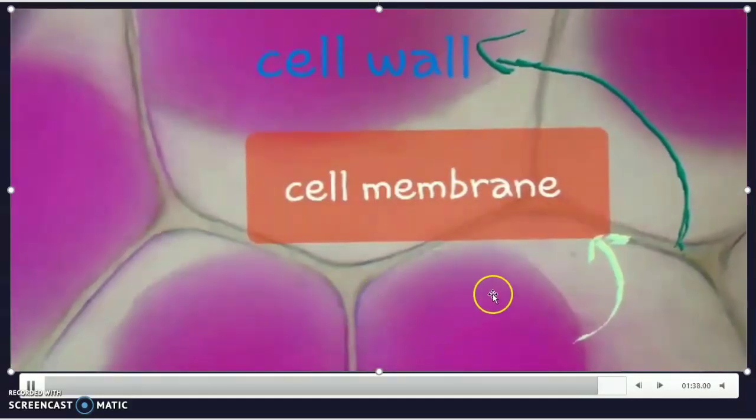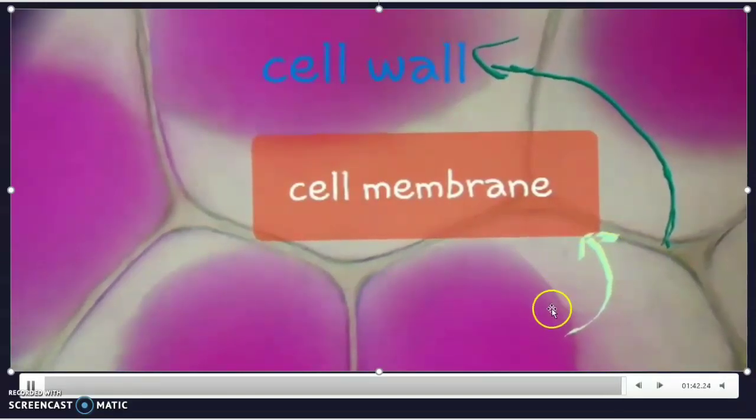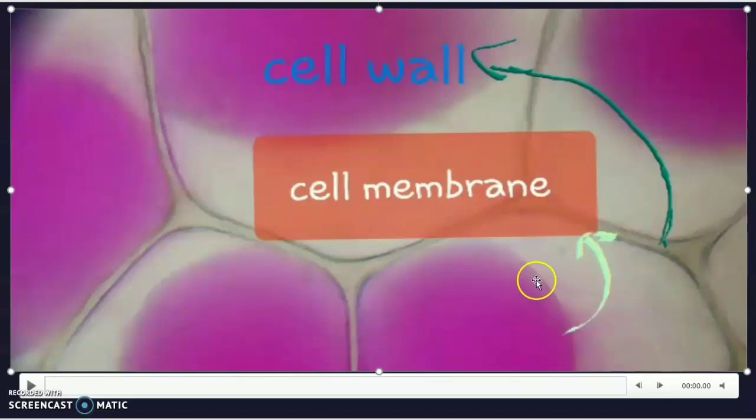See, this is the cell membrane. This one is the cell membrane. This is the cell wall. You are observing the shrunken cell membrane. This is the cell membrane. This one is the cell wall. Okay, children?